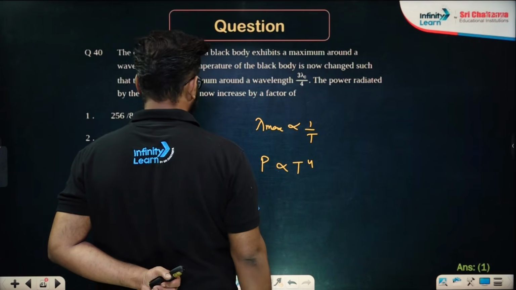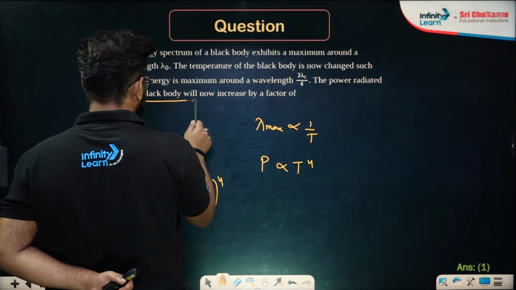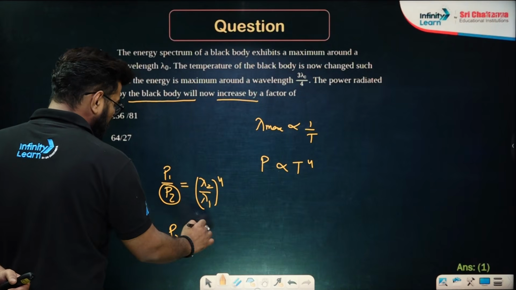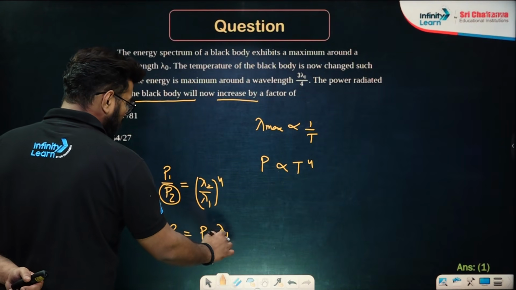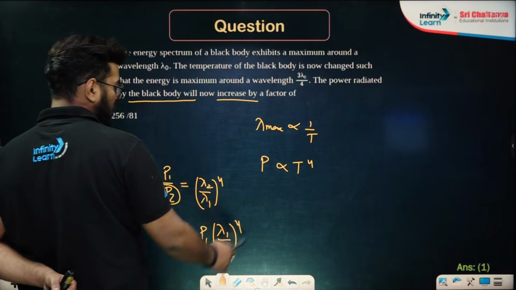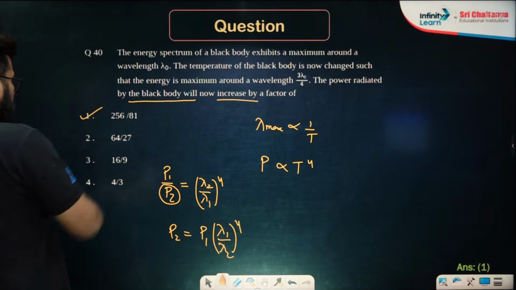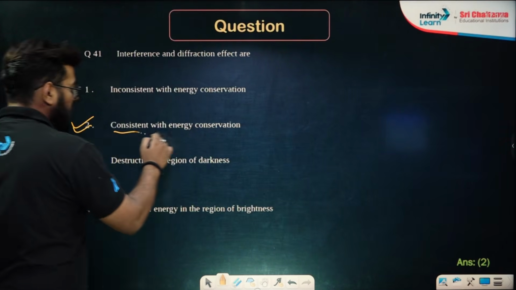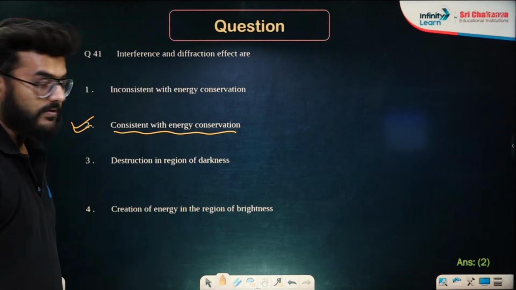So power radiated by the black body, you need to find out P2. So P2 over here will be P1 into lambda 1 is to lambda 2 whole raised to the power 4, right? Now lambda 2 is 3 lambda by 4, you will take the fourth power, 256 upon 81 is the right answer. Interference and diffraction effects are consistent with energy conservation, absolutely correct. The energy is properly conserved.